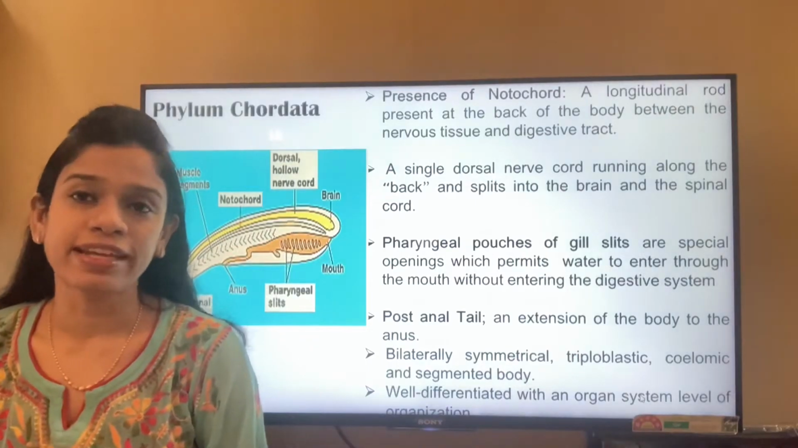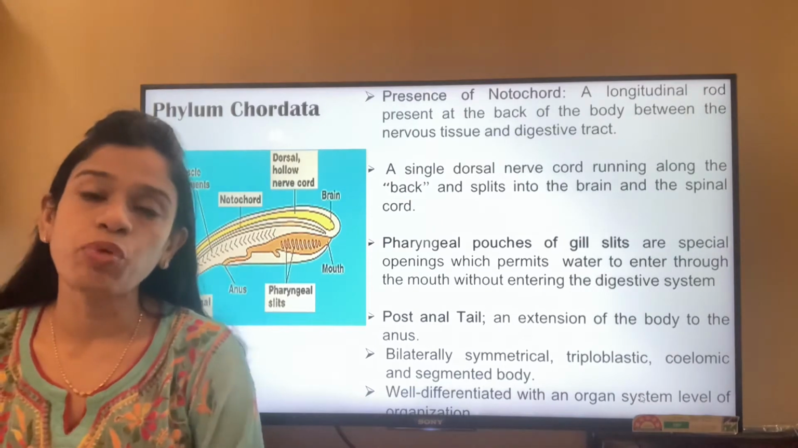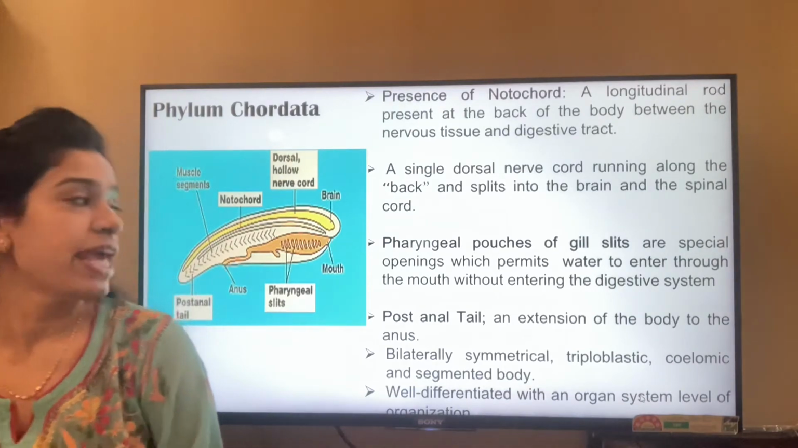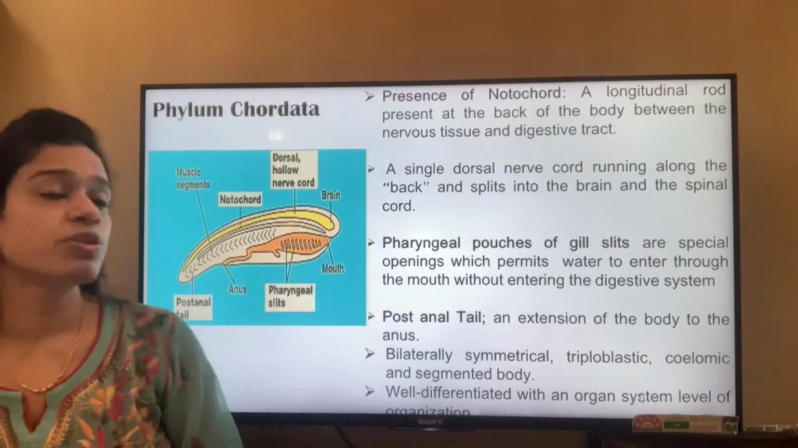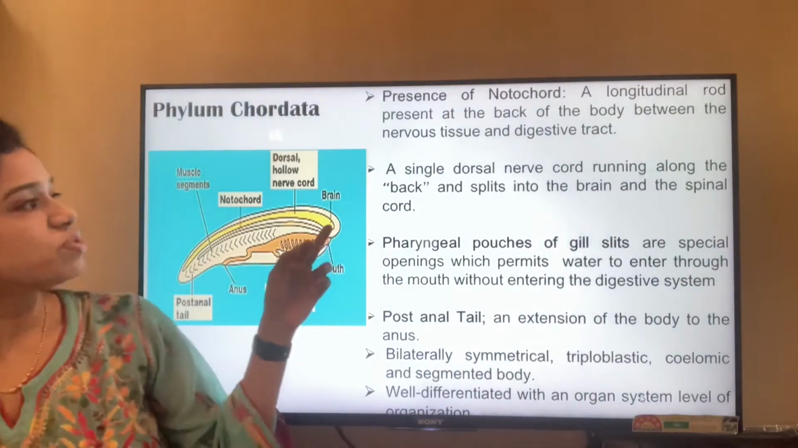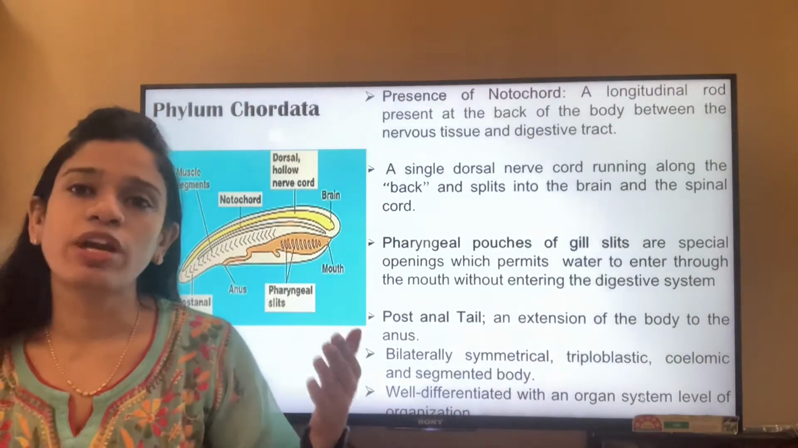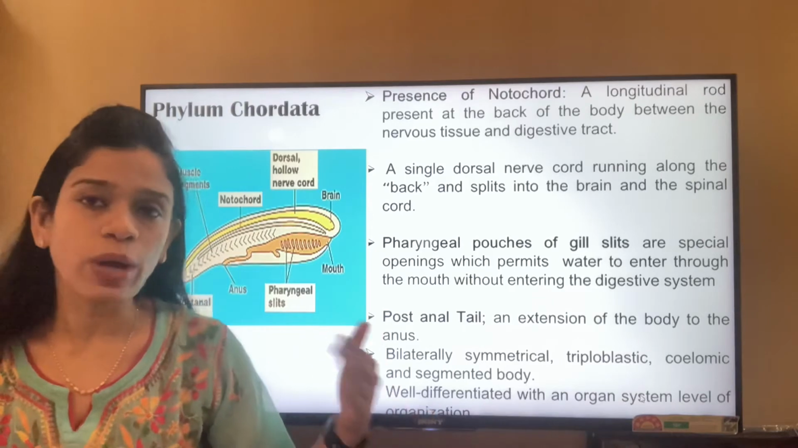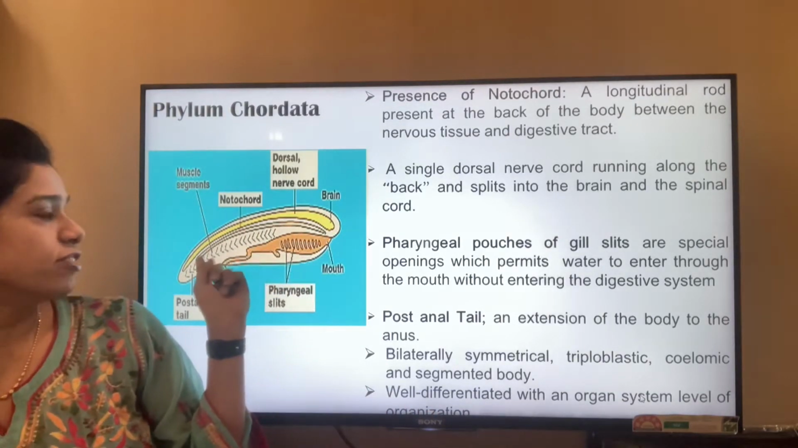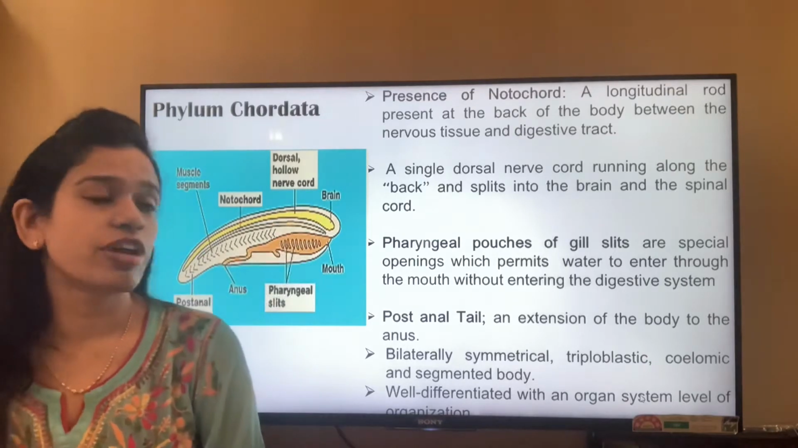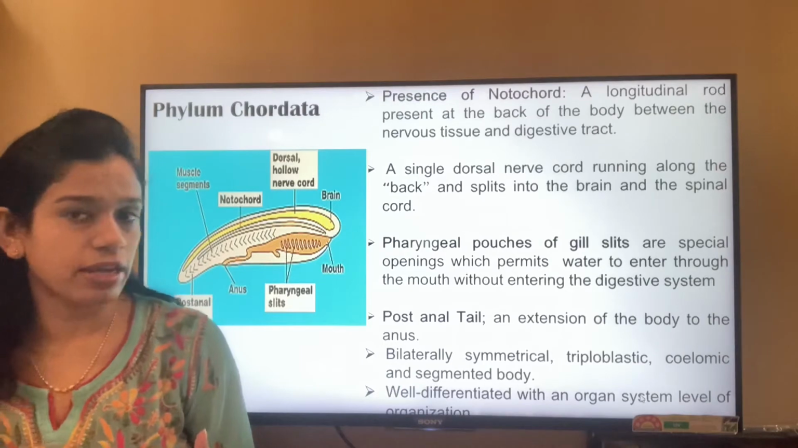Let's understand the characteristics of the phylum Chordata. The first and the most important characteristic of the phylum is the presence of the notochord. This notochord is a longitudinal rod-like structure which is present at the back of the body, and it divides the nervous tissue from the digestive tract. The second is the single dorsal nerve cord. This nerve cord later on divides into the brain and the spinal cord.